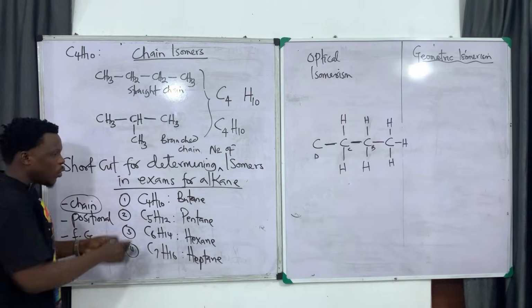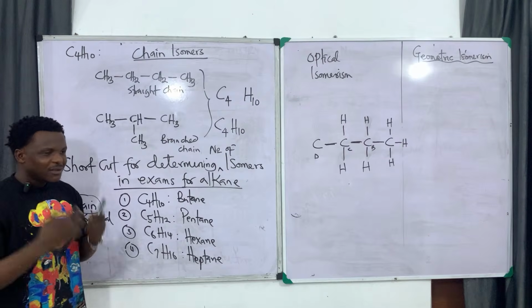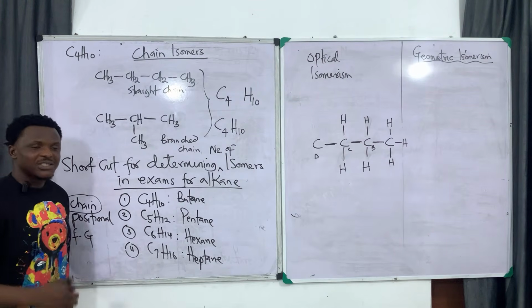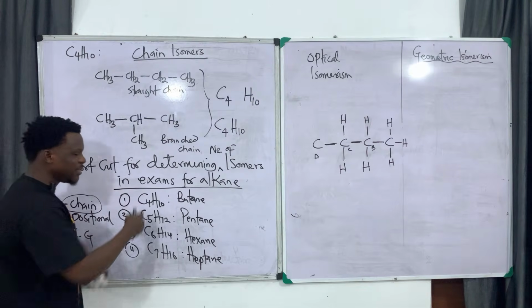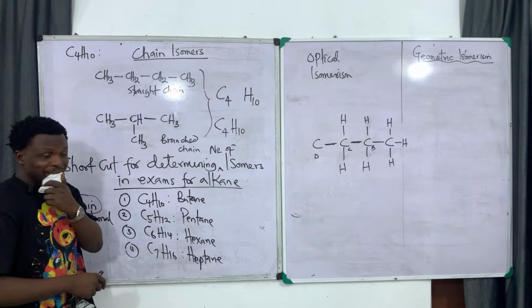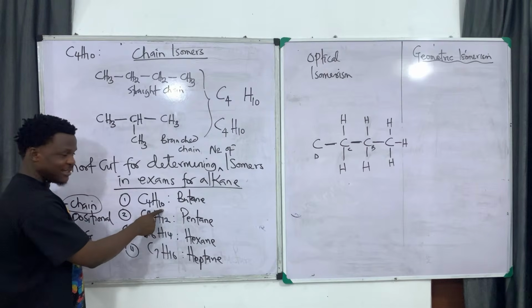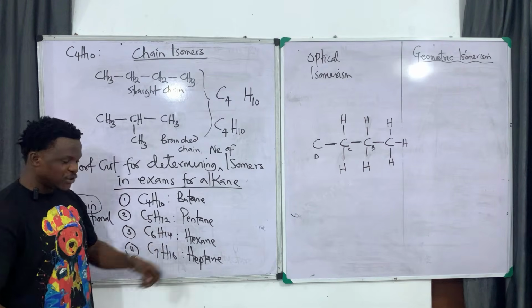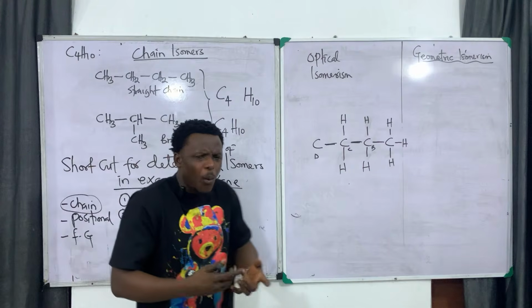Now let's do the shortcut, because at this point you need to be very smart. Please take note of these 4 compounds. JAMB must repeat this. C4H10 is butane. C5H12 is pentane.